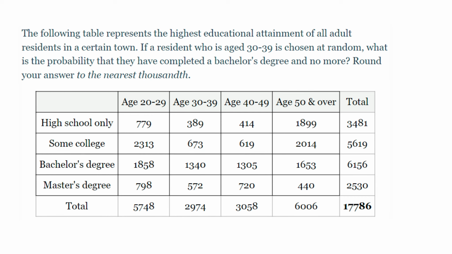So it says the following table represents the highest education attained for adults in a certain town. If a resident who was 30 to 39 years old is chosen at random, what is the probability that they have completed their bachelor's degree and no more?